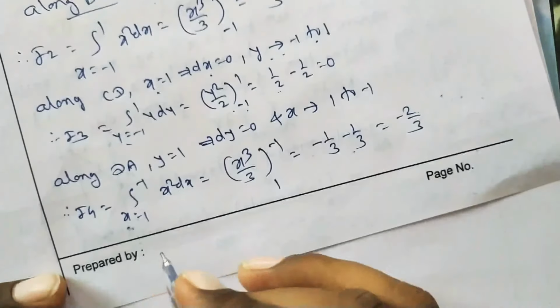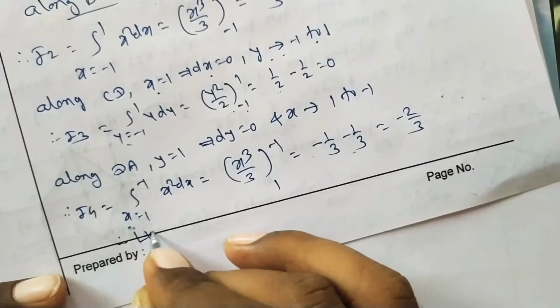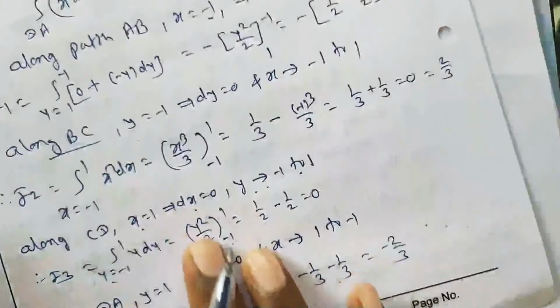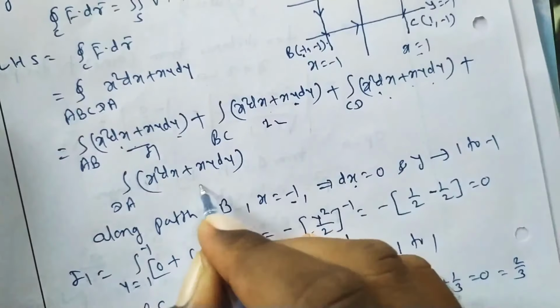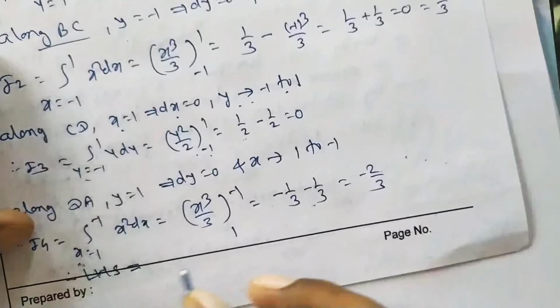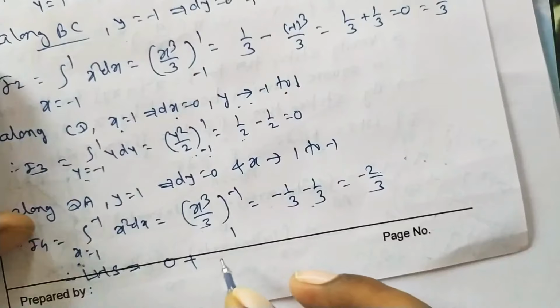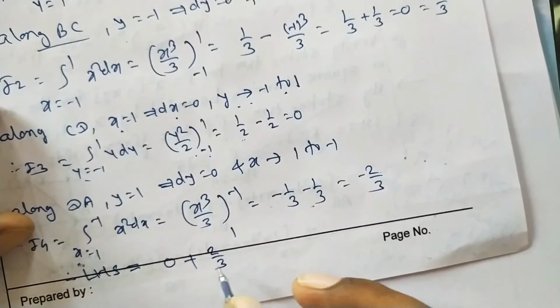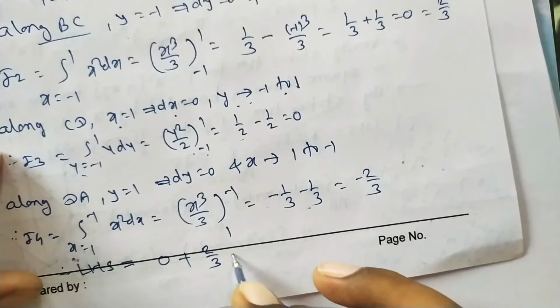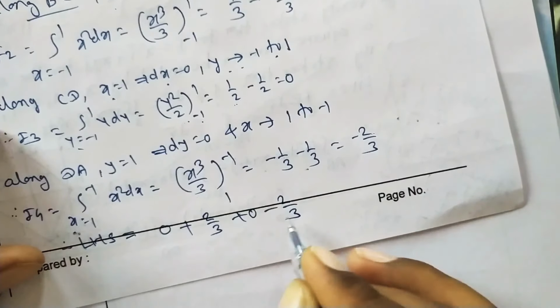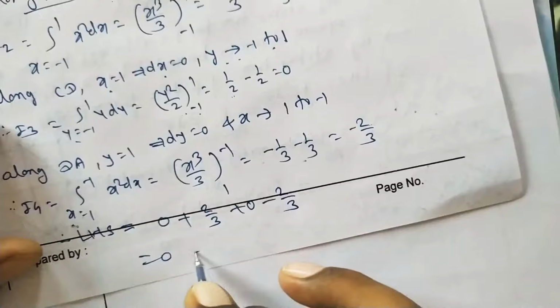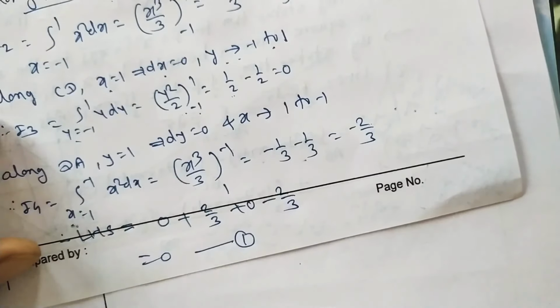Okay, so therefore LHS is equal to, LHS means this is I1, this is I2, I3, I4. If you put all values, then I1 is 0, plus I2 is 2 by 3, plus I3 is 0, and plus I4 is -2 by 3. So this 2 by 3 gets cancelled, we get LHS is equal to 0.